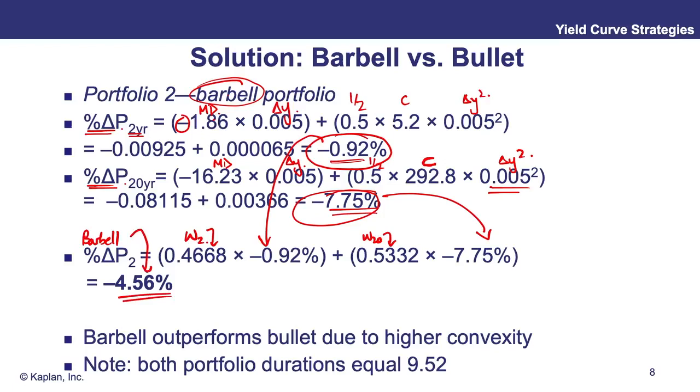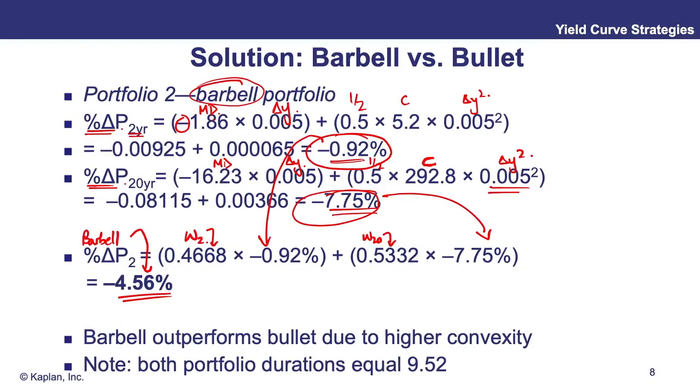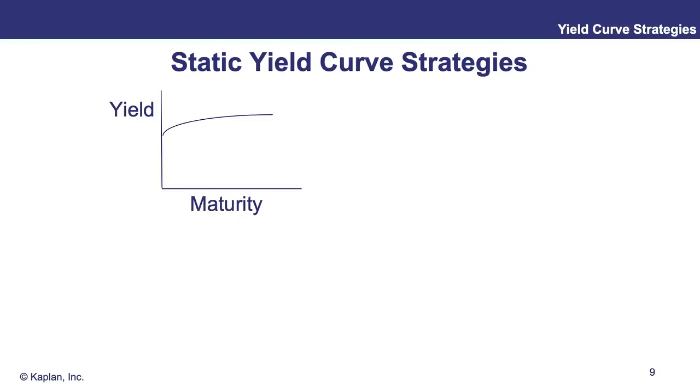I'll just remind you the bullet underperformed, so there we see the impact of convexity. The barbell has outperformed, it's gone down by less, 4.56 negative versus 4.63 negative. It's gone down less due to its higher convexity. Note that, as we said at the outset, both portfolios have the same duration, so it's not the duration impact that is causing these bonds to behave differently, it is the convexity impact. Okay, so that was a demonstration that under a parallel yield curve shift, more convex bonds outperform.